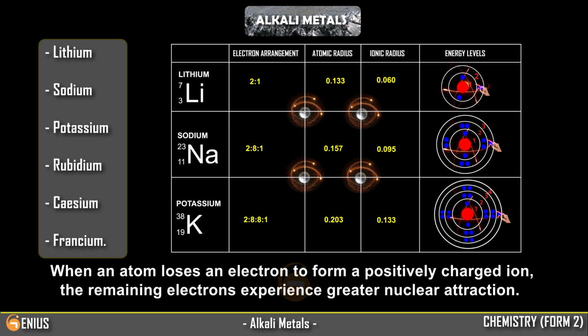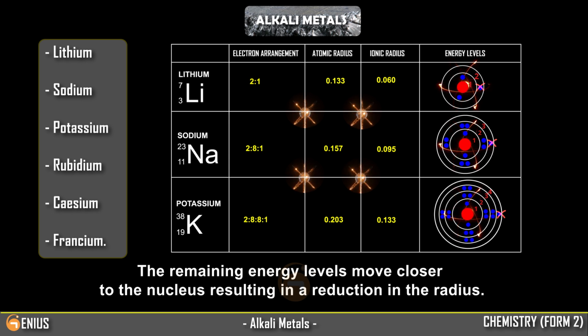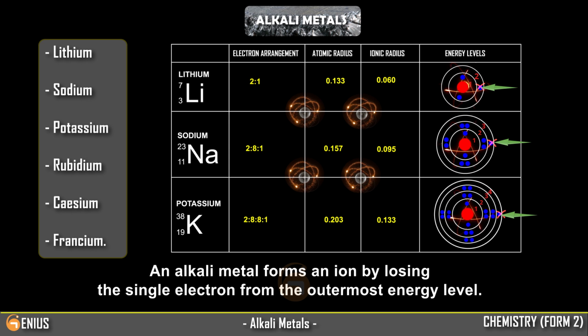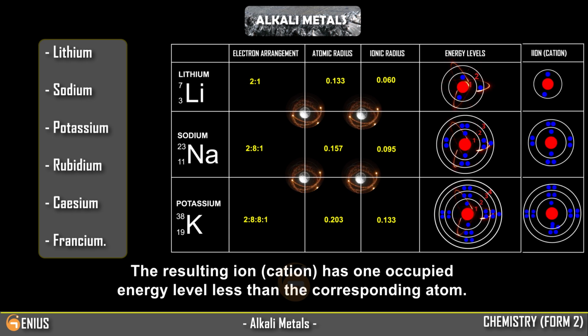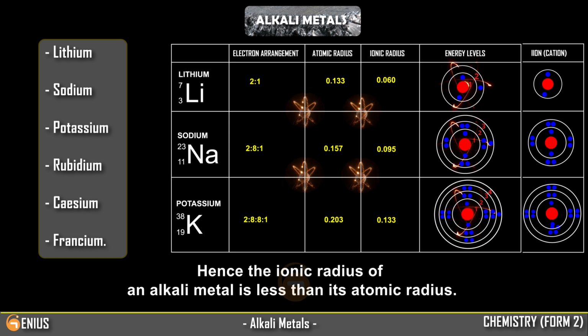When an atom loses an electron to form a positively charged ion, the remaining electrons experience greater nuclear attraction. The remaining energy levels move closer to the nucleus, resulting in a reduction in the radius. An alkali metal forms an ion by losing the single electron from the outermost energy level. The resulting ion, cation, has one occupied energy level less than the corresponding atom. Hence the ionic radius of an alkali metal is less than its atomic radius.